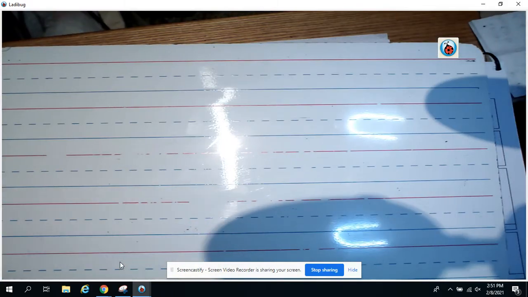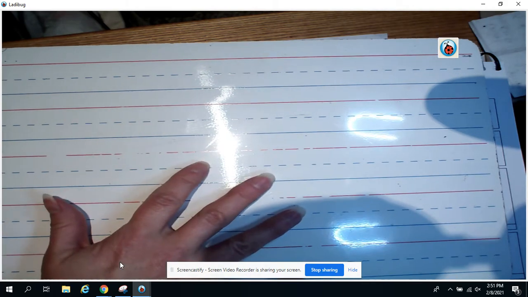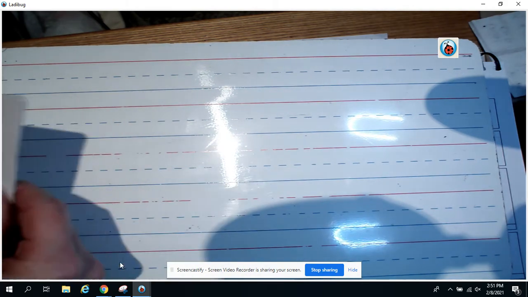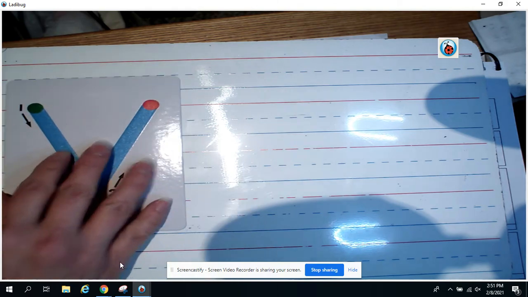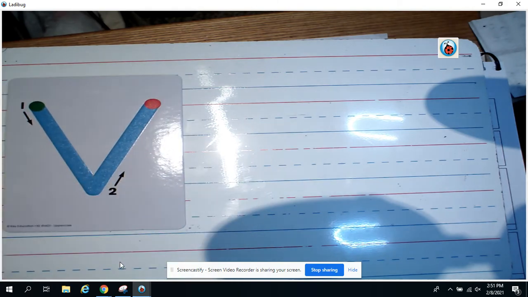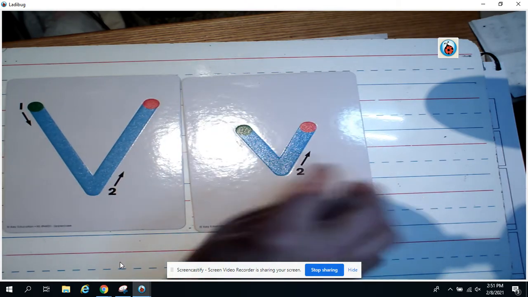We have a new letter this week. We're really, really getting close to the end of the alphabet. So pretty soon you're going to be just letter and sound experts. So our letter this week is V. We have uppercase V and we have lowercase v.